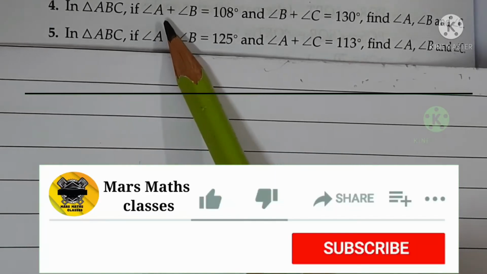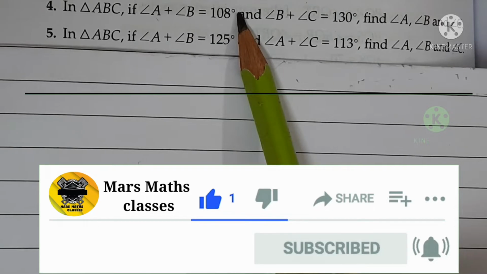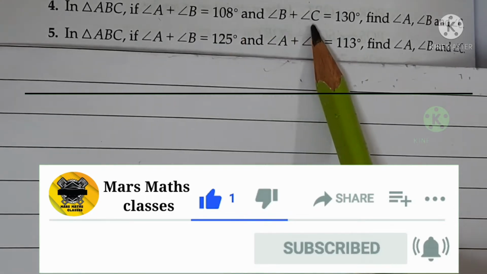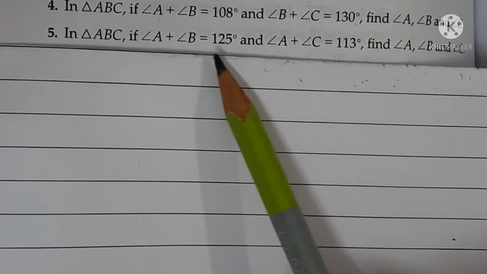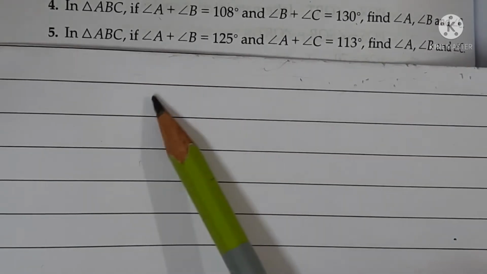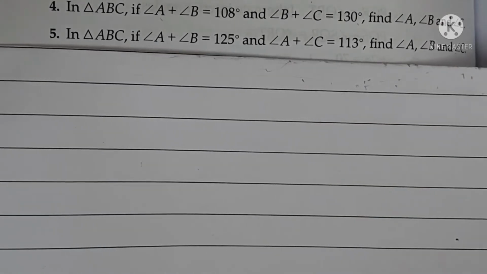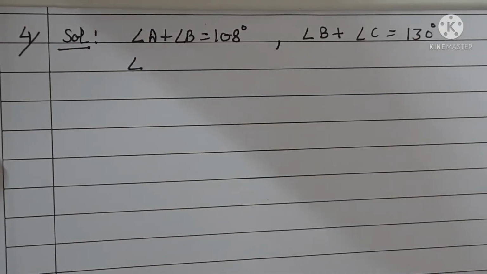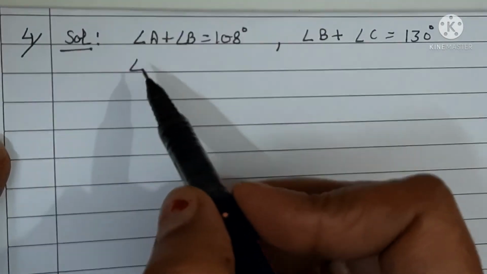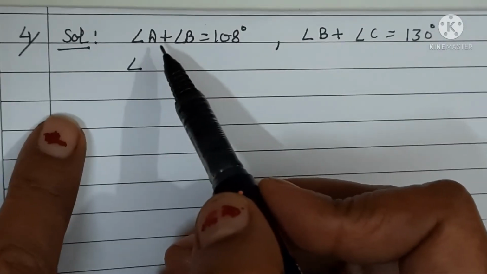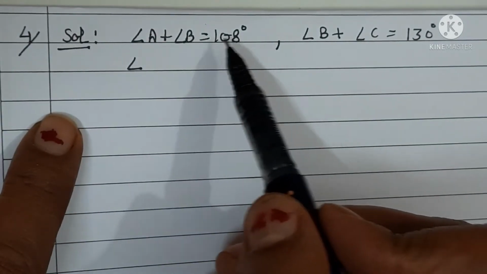Here you can find angle A in terms of angle B, and here angle C in terms of angle B. Then the sum of three angles, angle A plus angle B plus angle C, is equal to 180 degrees. Let's see. Here A, B, C are the angles of a triangle, so the value of A will be 108 minus B.